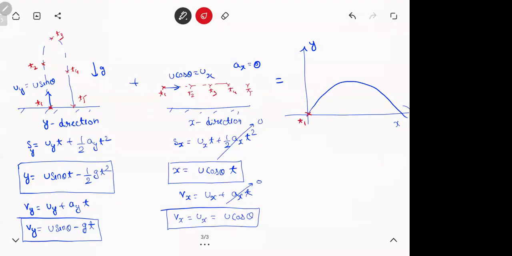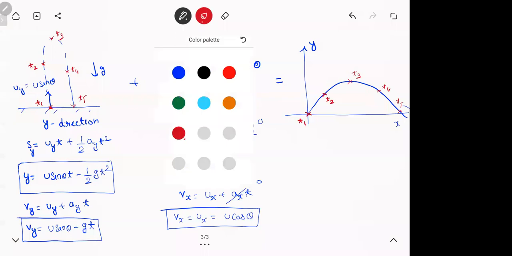At T1 we have x0, y0. At T2, this is the x and y. T3 is this, T4 is this, T5 is this. So if at different times you find x and y coordinates, plot them on paper and connect them, you will find a curve.